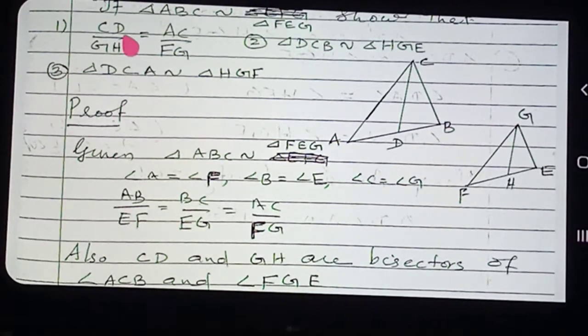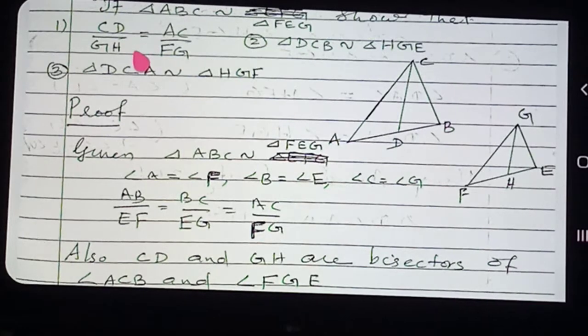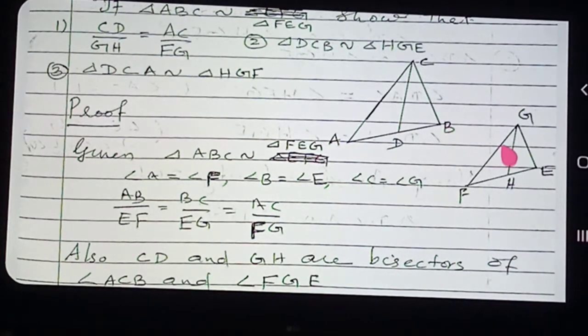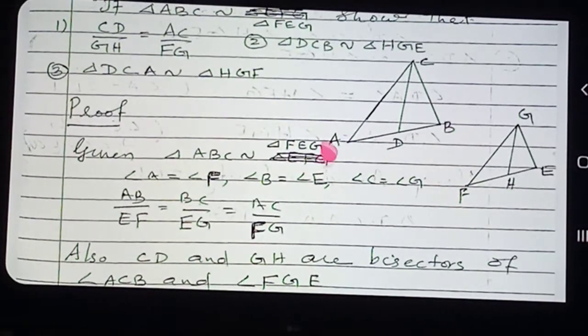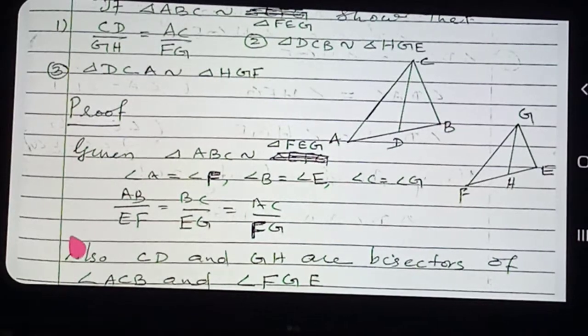Now, what does he want to prove? CD by HG is equal to AC by FG. So for that we will take these two triangles. Which triangles? Triangle ACD and triangle FGH. Okay, so try to prove these two triangles similar. Are you able to prove these two triangles similar? See what I have written down, sir. See.